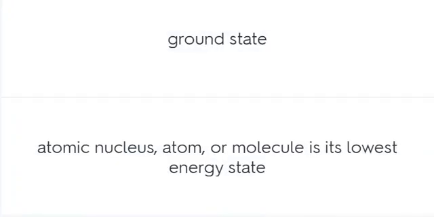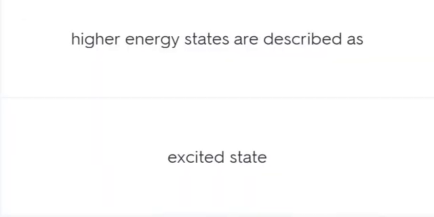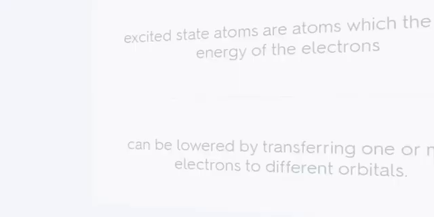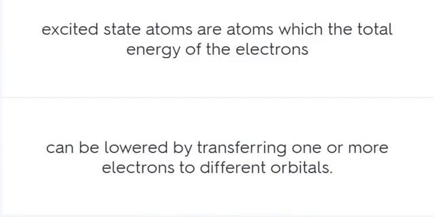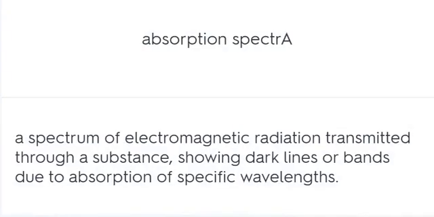Ground state. Atomic nucleus, atom, or molecule in its lowest energy state. Higher energy states are described as excited states. Excited state atoms are atoms in which the total energy of the electrons can be lowered by transferring 1 or more electrons to different orbitals. Absorption spectra. A spectrum of electromagnetic radiation transmitted through a substance showing dark lines or bands due to absorption of specific wavelengths.